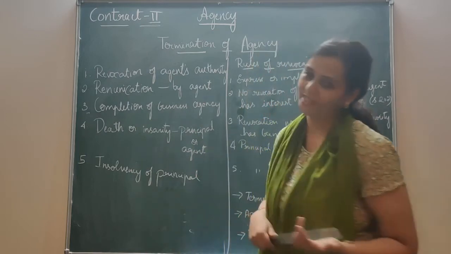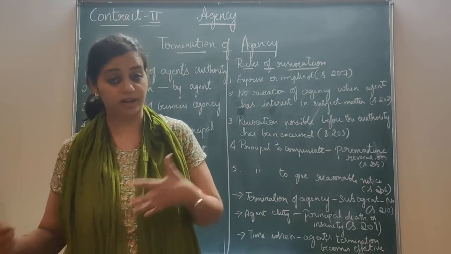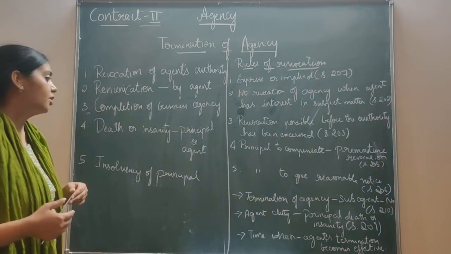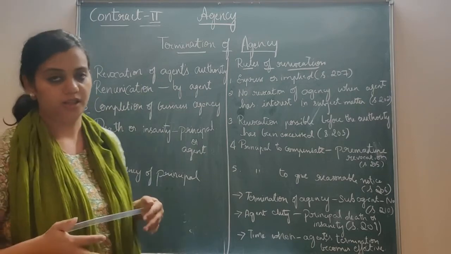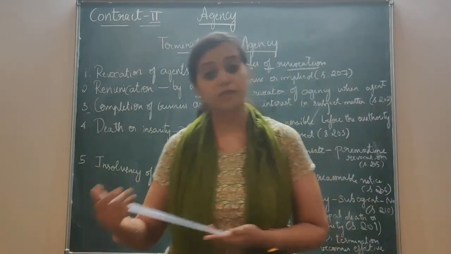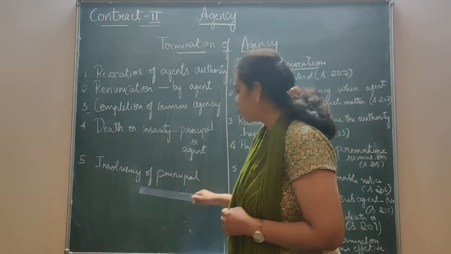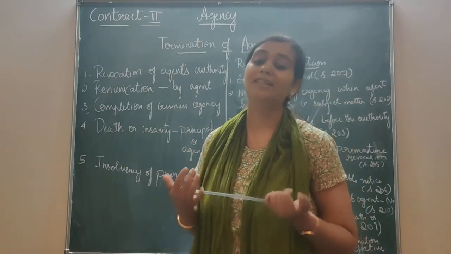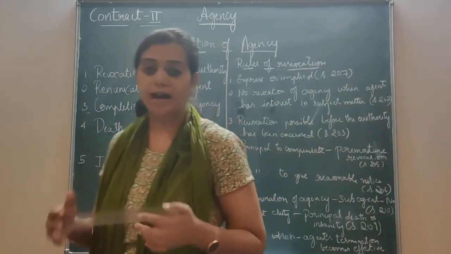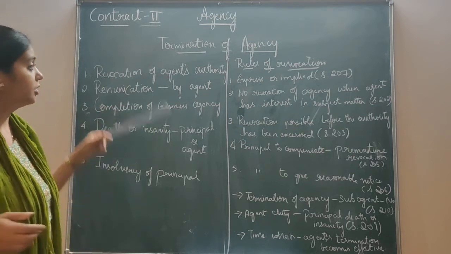Then completion of business of agency. For whatever purpose they have entered into a contract of agency, if that is completed, then the agency comes to an end. The fourth one is death or insanity of principal or agent. If the principal or the agent dies, or if the principal or the agent becomes insane, then there is termination of agency. Then insolvency of principal. If the principal becomes insolvent, bankrupt, then also there is termination of agency. So these are the modes given under the Indian Contract Act for terminating the agency.